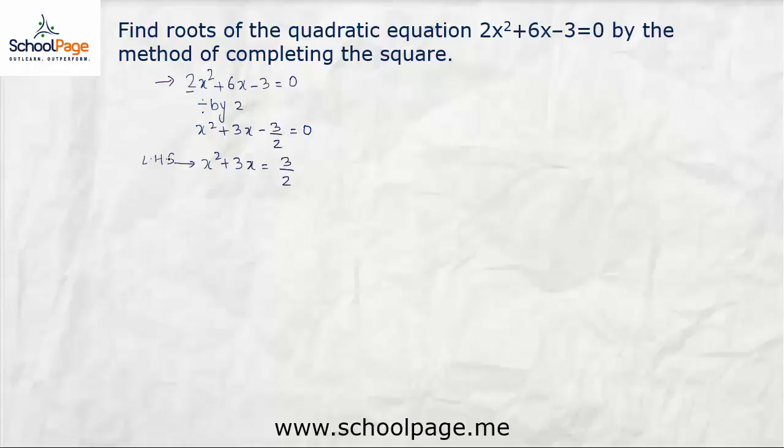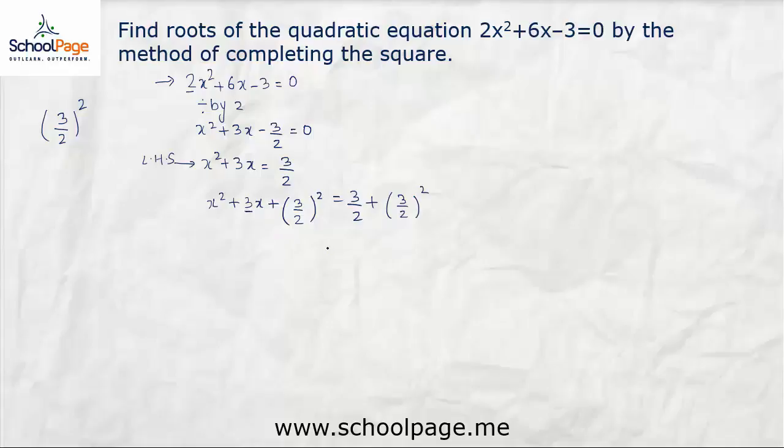Now to the left hand side of the equation we add a term so that the left side of the equation becomes a perfect square. To know what term to add, let us look at the coefficient of x, which is 3. We take half the coefficient of x, so 3/2. We square it. This is the term that needs to be added to the left hand side of the equation and the right hand side of the equation.